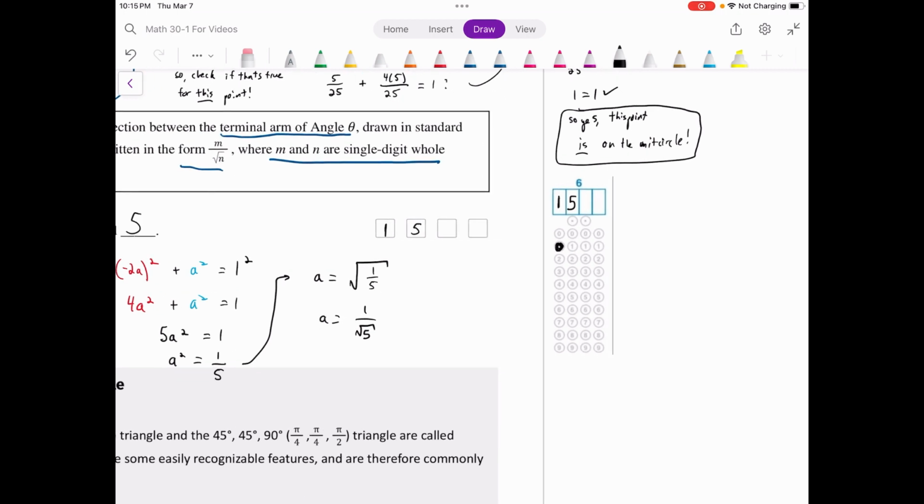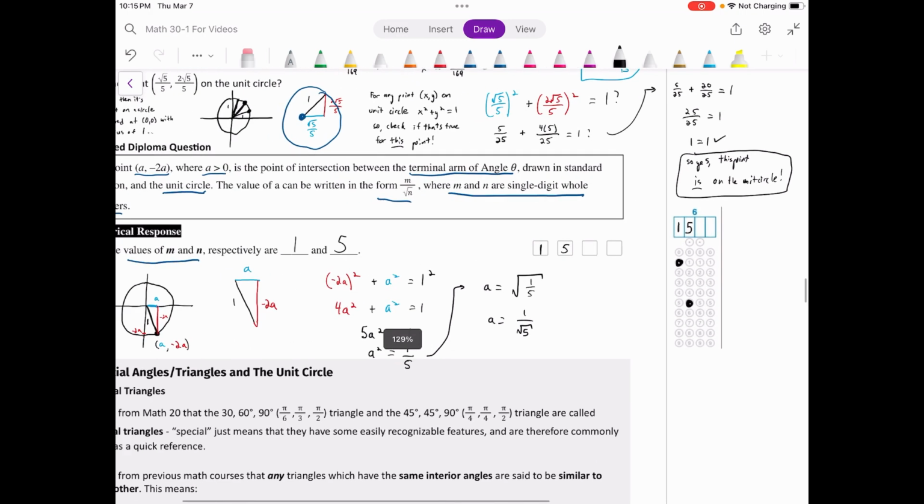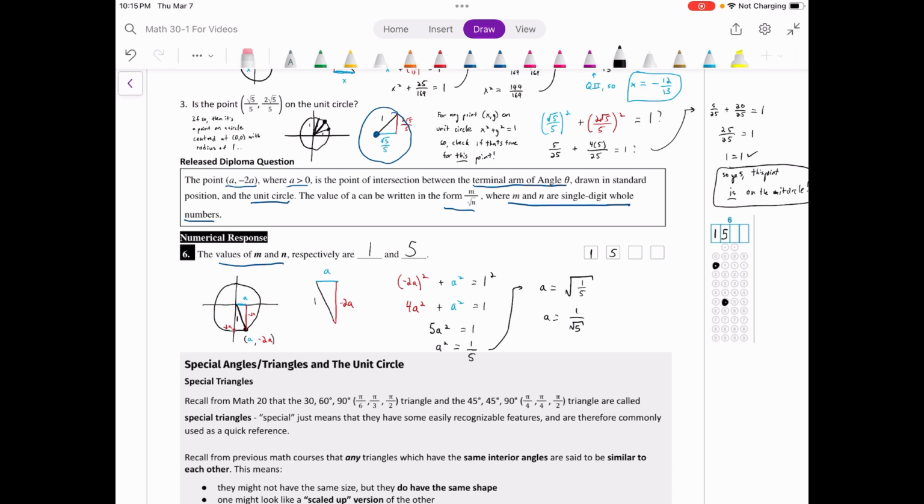We would fully fill in the 1. We would fully fill in the 5. And there we go. Okay, just using the fact that the radius is 1 on the unit circle, if you can draw a reference triangle on the unit circle based on a point that you know is on the unit circle, you can set up a Pythagorean theorem and calculate for lots of stuff.